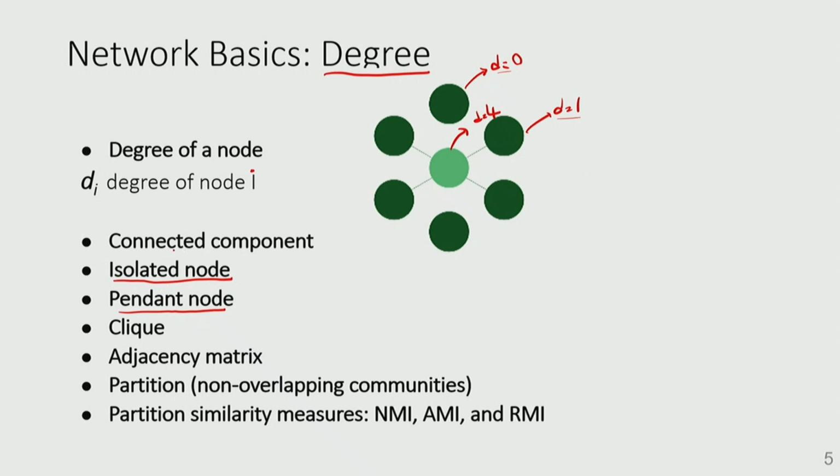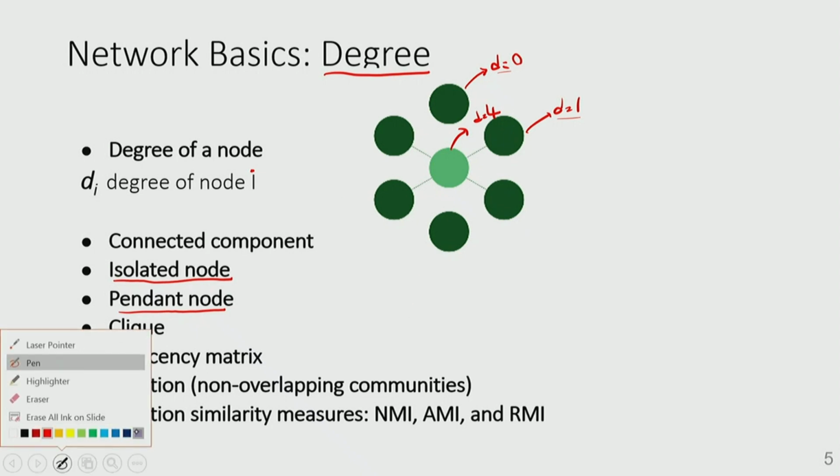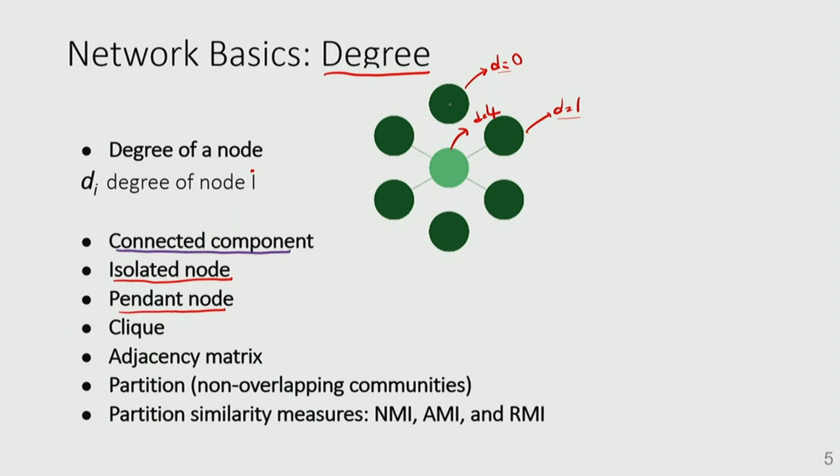Then the concept of connected component. In this network that you see, 5 of the nodes are connected to each other, and there are 2 isolated nodes. So in total, this network has 3 connected components. Each of these isolated nodes, so for connected component, this is one connected component by itself. This thing is one connected component, and this is one connected component. So 3 connected components.